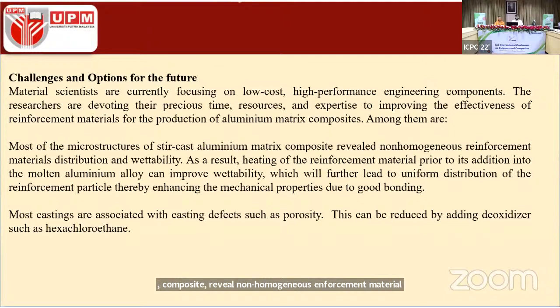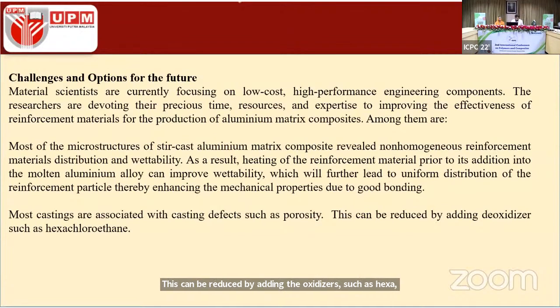As a result, heating of the reinforcement material prior to its addition into the molten aluminium alloy can improve wettability, which will further lead to uniform distribution of reinforcement particles, thereby enhancing the mechanical properties due to good bonding. Most castings are associated with casting defects such as porosity. This can be reduced by adding a deoxidizer such as hexachloroethane.